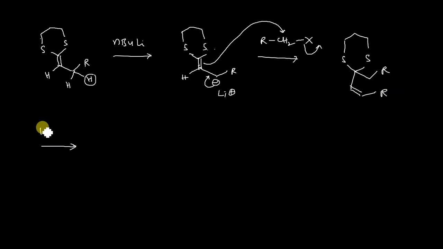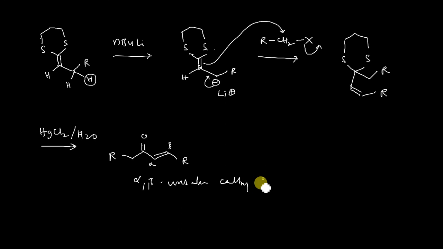Finally, do the hydrolysis of this dithiane, which gives you alpha beta unsaturated carbonyl compounds. This is also one kind of application where you can synthesize alpha beta unsaturated carbonyl compounds from 1,3-dithianes.